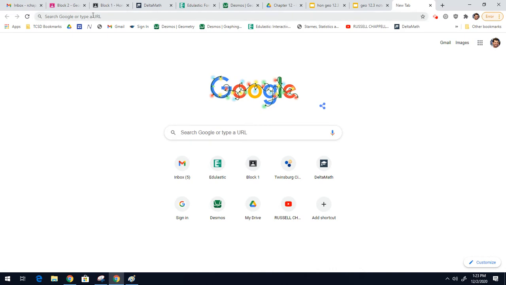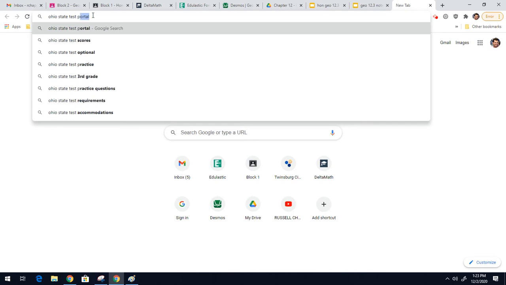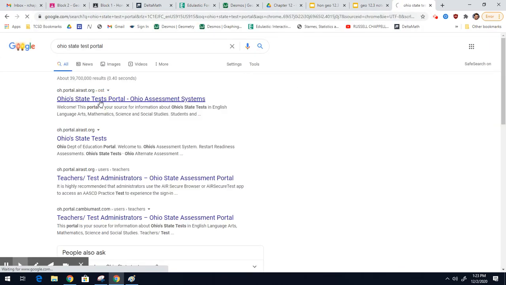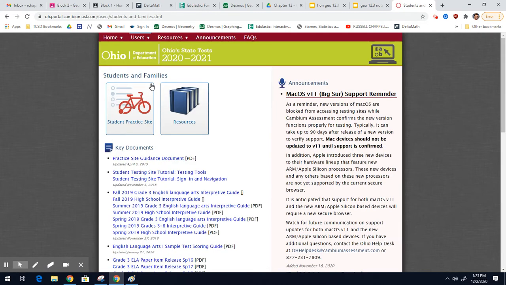All right, so in your internet search bar, if you just search Ohio State Test Portal, first link should be the one you follow, okay? And you get to here. Click on Students and Families. Now, under resources, there's a lot of paper resources for you to read. I don't care to show you that. I want to go to the student practice site.